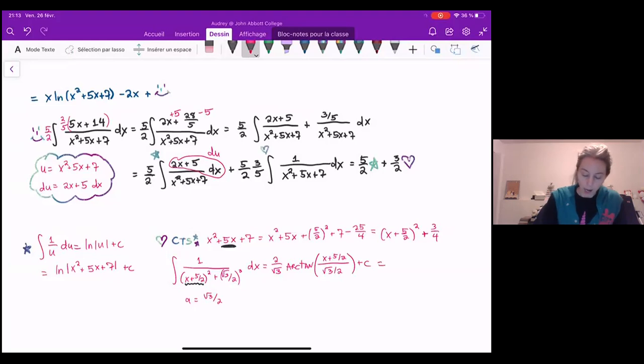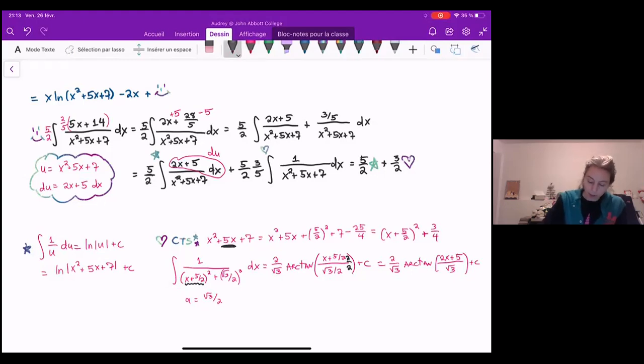So I am going to, on the inside here, multiply by 2 over 2 to get rid of that complex fraction. In other words, I don't want to have a fraction inside of a fraction. It's not okay to leave our answer that way. So we're going to multiply by that 2 over 2 to get 2 over root 3 arctan of 2x plus 5. Notice the 2x plus 5, it was my du, over root 3 plus c. Okay, so now we have star, now we have heart.